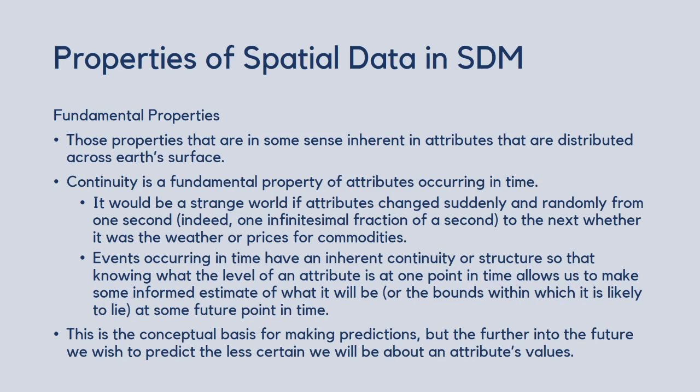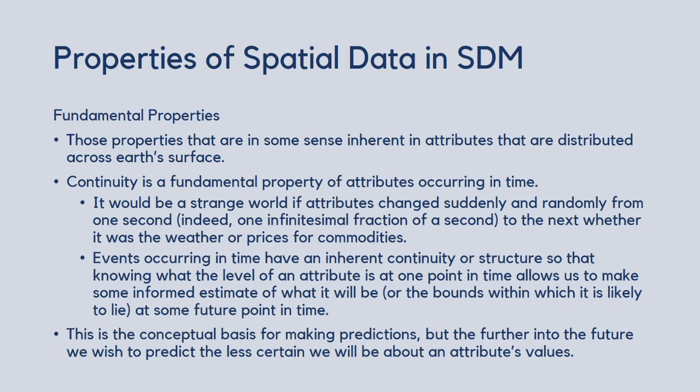Basically, there are three properties that we need to understand. The first one is the fundamental properties, which refer to, in some sense, inherent attributes that are distributed across the Earth's surface. Continuity is a fundamental property of attributes occurring in time.